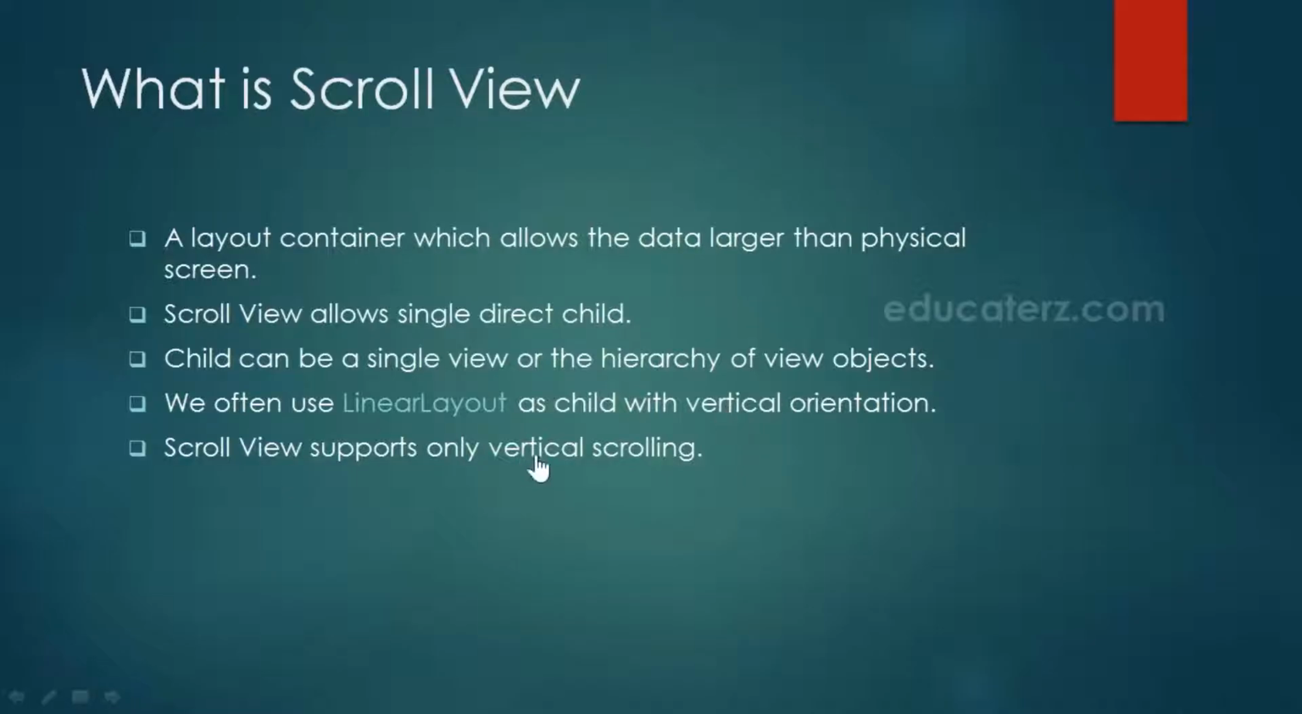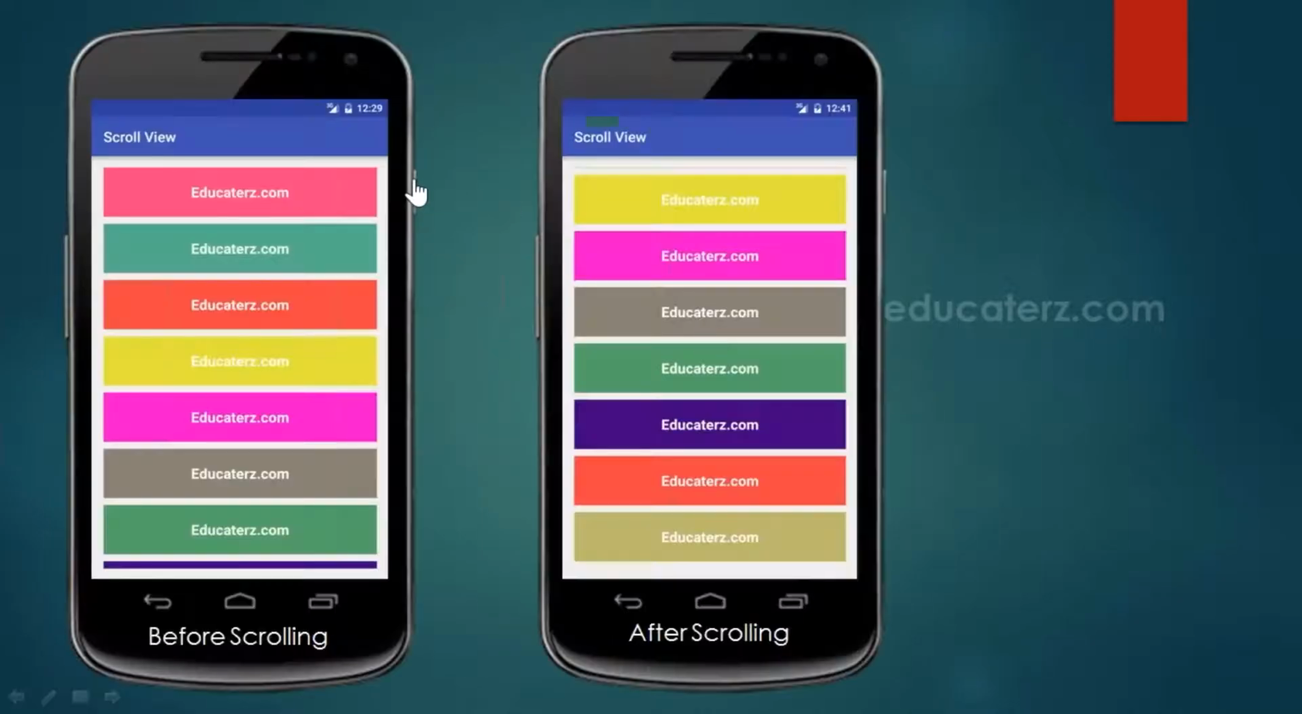A scroll view supports only vertical scrolling by default. If you want to support horizontal scrolling, we have another element called horizontal scroll view. We'll discuss that later. Presently, let us see how to implement this scroll view. Here is a small example I'm going to explain.